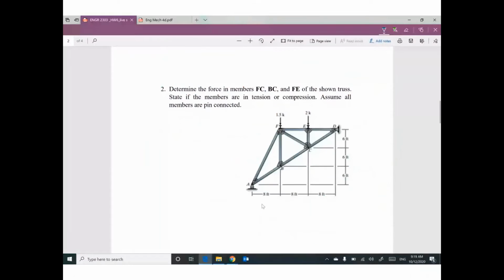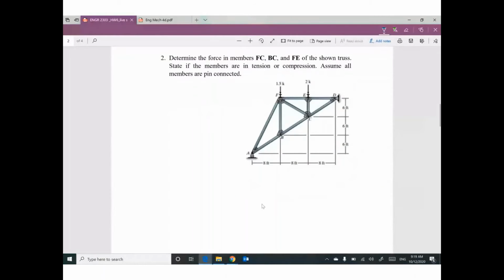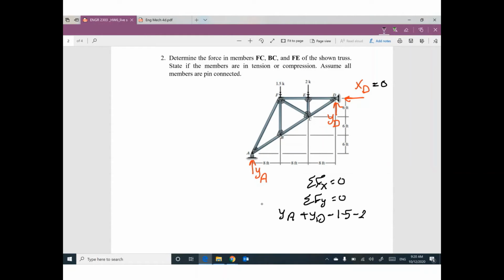For this one, first step before doing anything, we need to figure out reactions. This is a roller, so we have only one reaction, YA. This is a hinge, so we have two reactions, one vertical and one horizontal, XD and YD. Summation Fx equals 0. This horizontal reaction will be 0. Summation Fy equals 0. So we have YA plus YD minus 1.5 minus 2 equals 0.